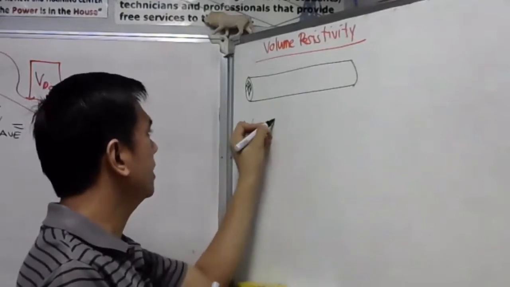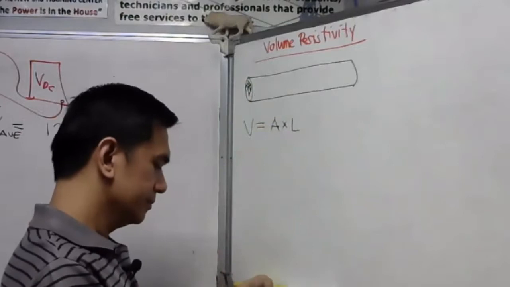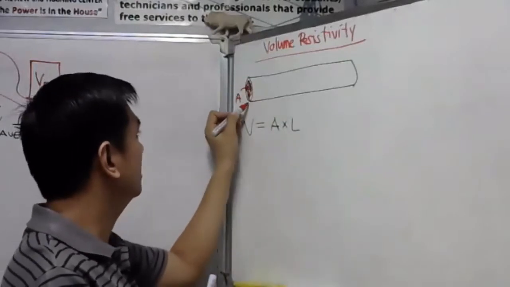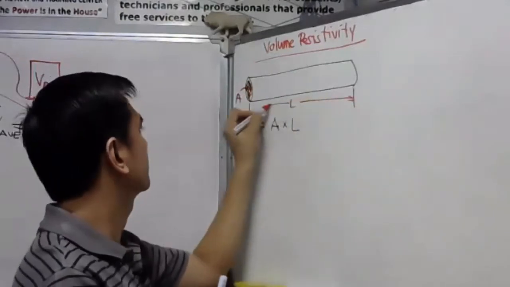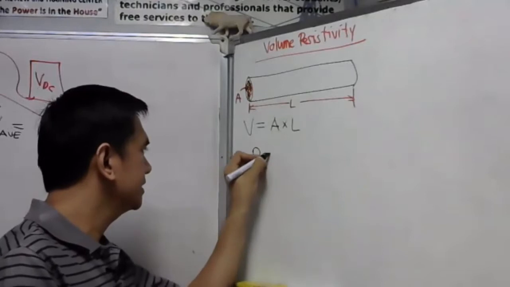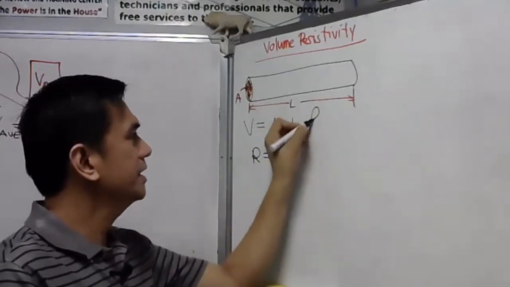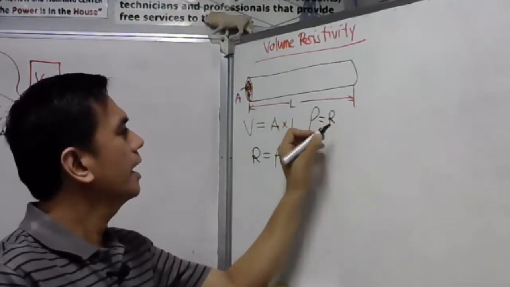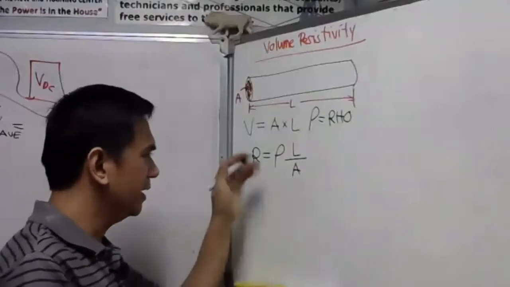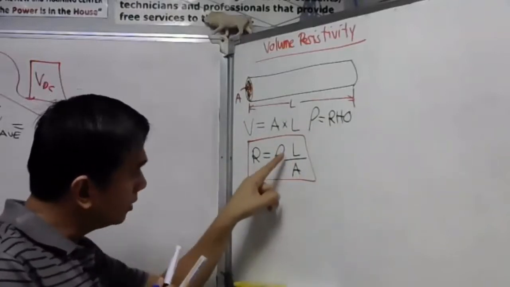That is equal to the area, the cross-sectional area, which is a circle, multiplied by the length. It has a certain cross-sectional area, then it has a certain length. This is the length of this conductor. We have a formula for resistance. Our resistance is equal to rho, a Greek alphabet rho, times the length over the area. So R is equal to rho L over the area.